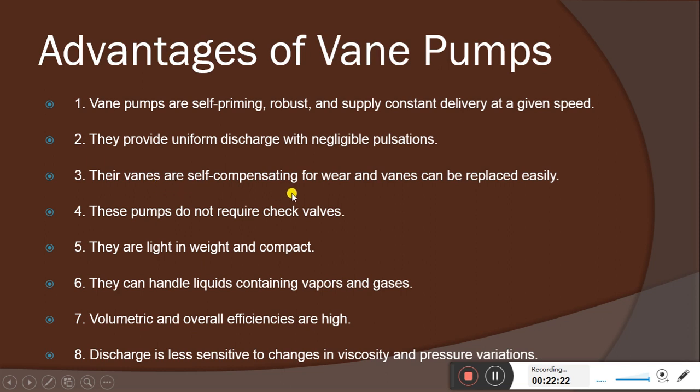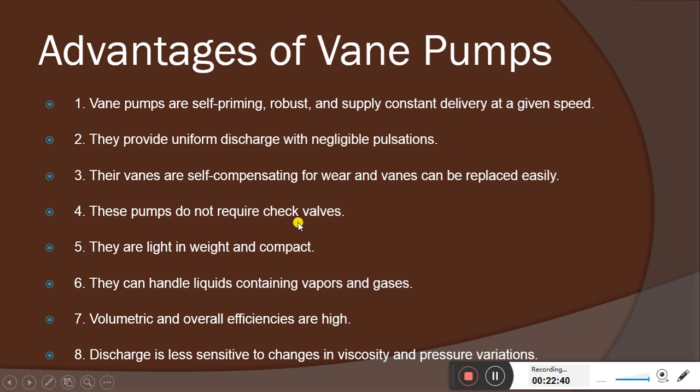The vanes are self-compensating for wear, and vanes can be replaced easily. What happens as wearing takes place inside the vane, it will be self-compensated by the centrifugal force, and the vanes can easily be replaced.